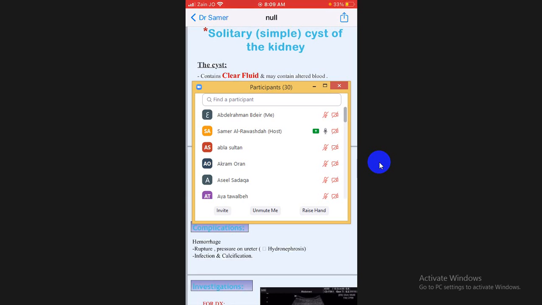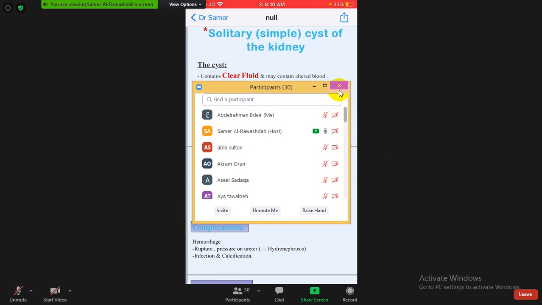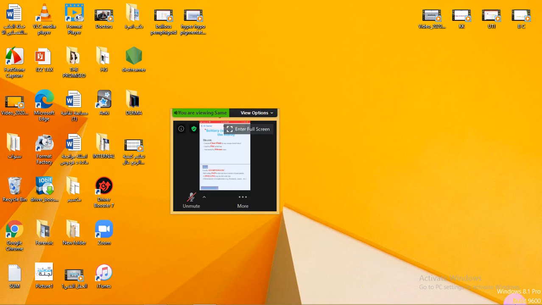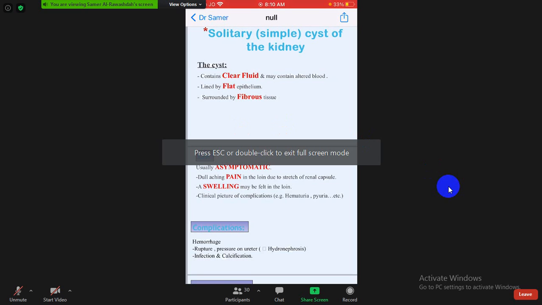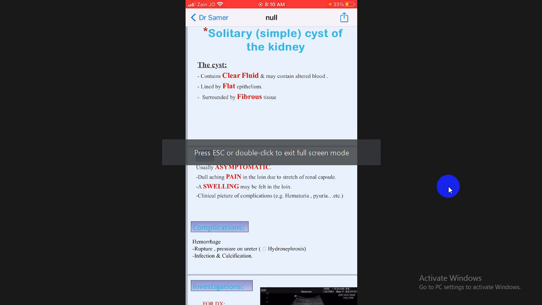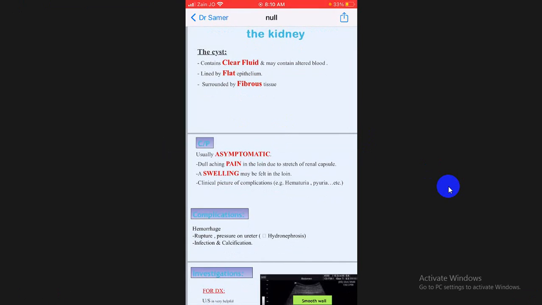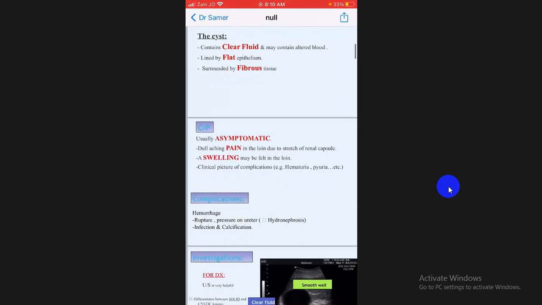We treat them only if they start to produce symptoms such as pain. So if we have pain on the side of the renal cyst, we do surgery. Also if there is a bulge or swelling in the area of the cyst, or complications such as hematuria or pyuria, meaning a communication between the renal cyst and the pelvicalyceal system, and it starts draining blood or becomes infected and drains pus, then we do surgery for the renal cyst. Otherwise we do not treat them.